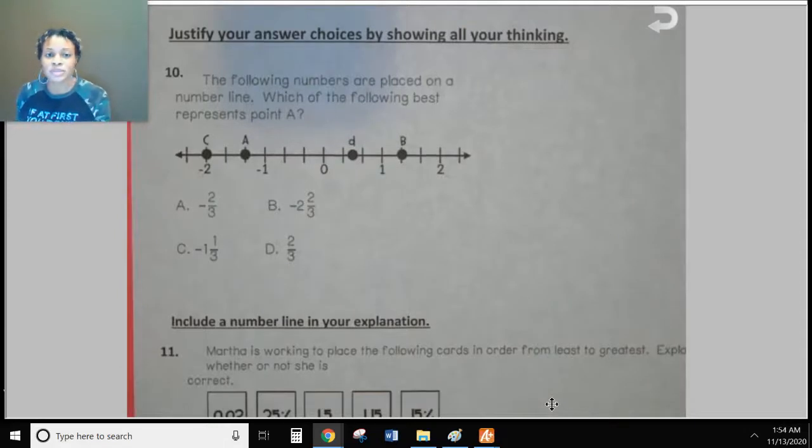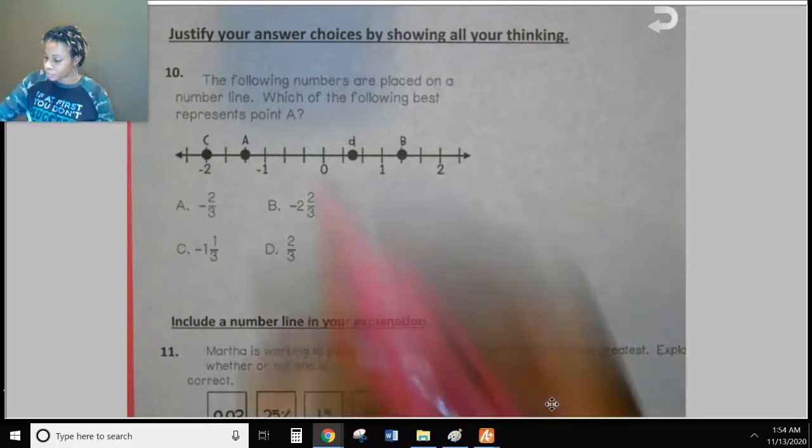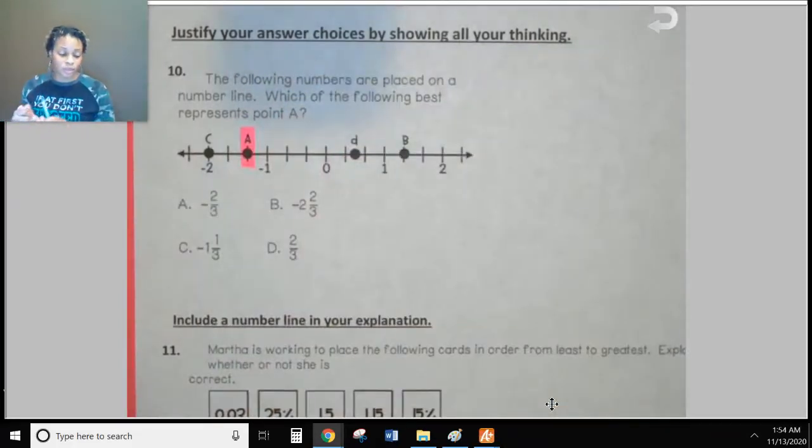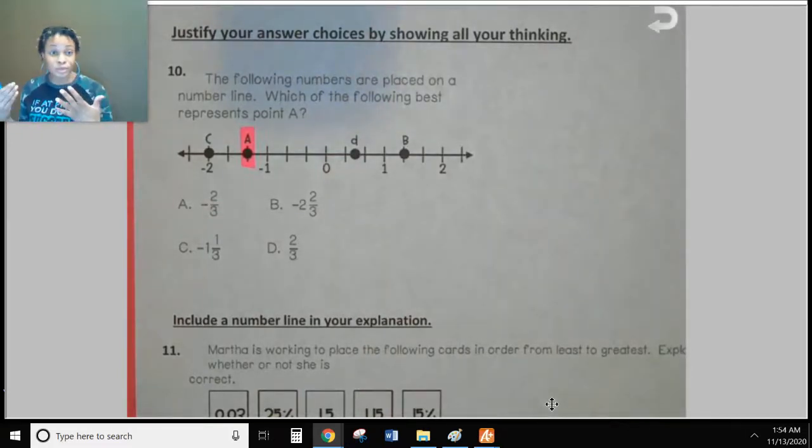Okay, on this problem, it says the following numbers are placed on a number line. Which of the following best represents point A? So we're looking at point A. We're not worried about D and C, so don't lose focus looking other places. We are looking at point A. So we want to use our knowledge of number lines to figure out which one this could be. So we can eliminate some of these choices by hopefully just using things that we know.